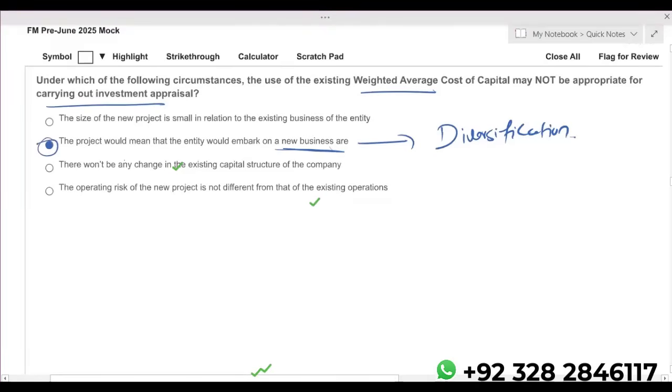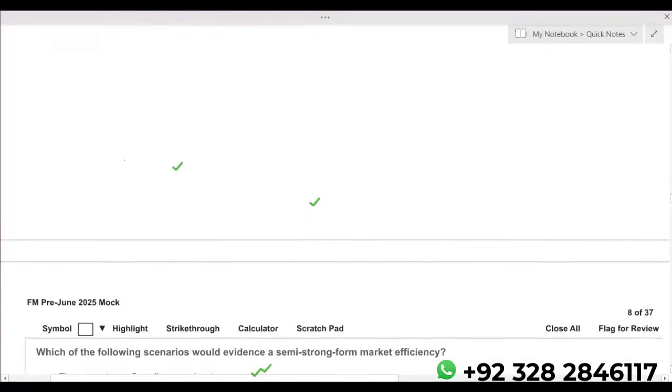You cannot use existing WACC because in point number 2, what is happening? That is representing the diversification. In case of diversification, business risk changes. So we cannot use our existing cost of capital.